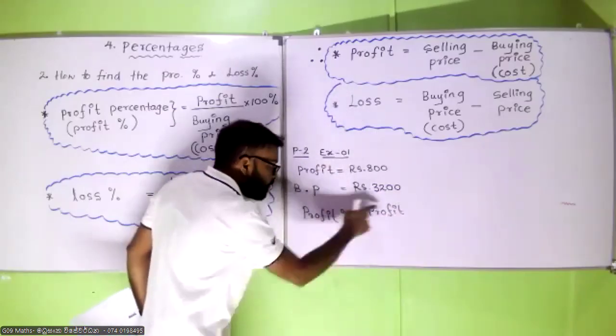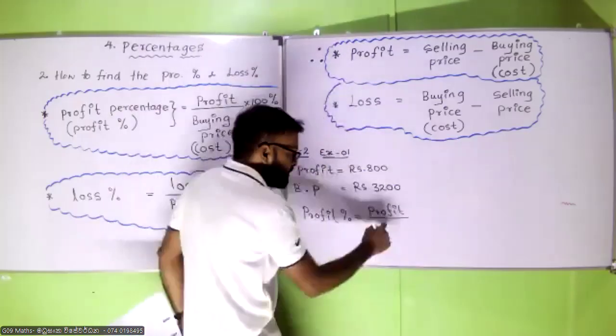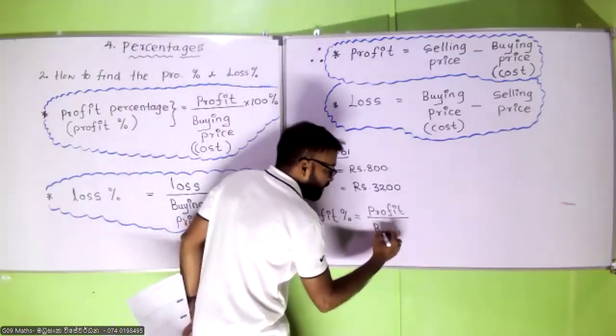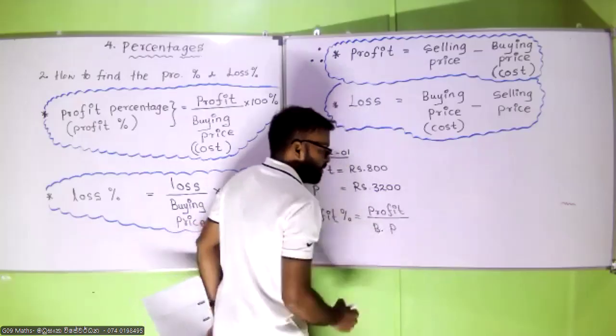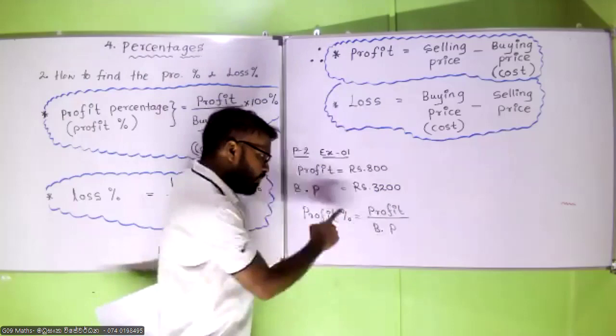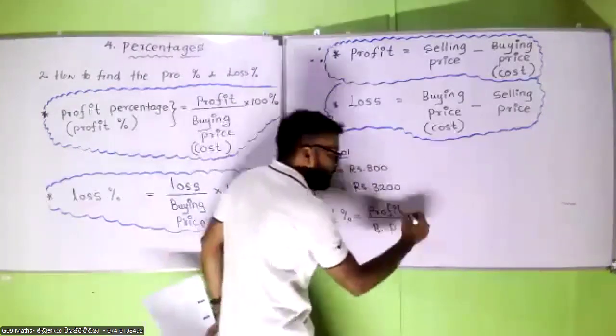It is here a profit. It should be compared with the buying price. Buying price is in the denominator. If you want to obtain 100% by using a fraction, multiply it by 100%.